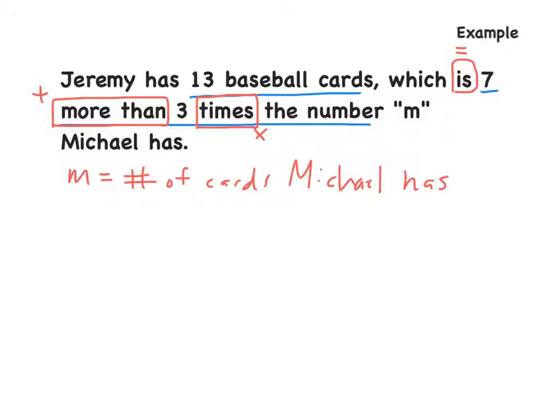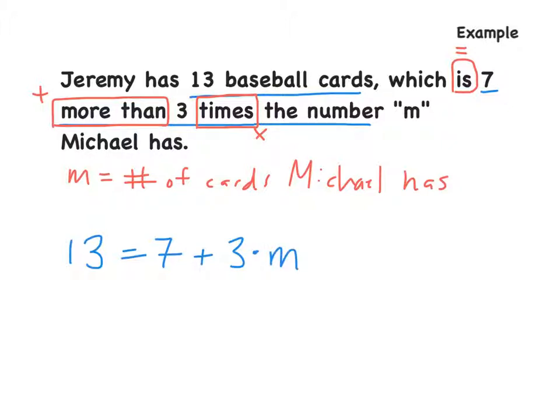So now let's start. All we have to do is just work through this slowly. Jeremy has 13 baseball cards. Alright, so let's write that down. Jeremy has 13 cards. Which is, remember, is equal sign. So write that down. 7, write the number 7. More than, we said more than is plus. Write that down. 3. Times, I'm just going to use the dot for multiplication, the number M Michael has.